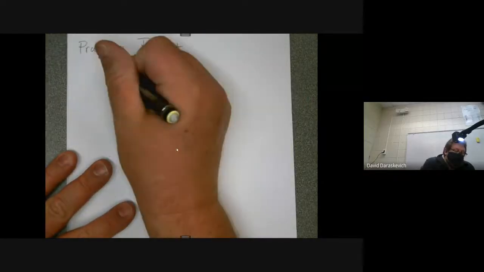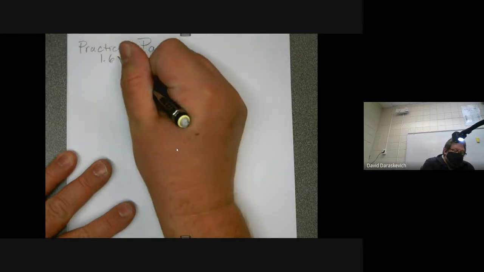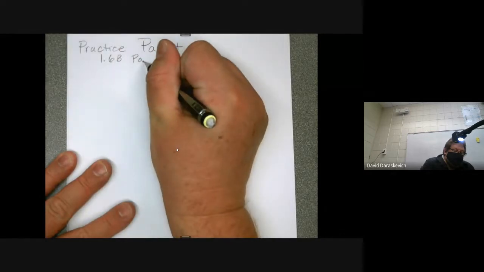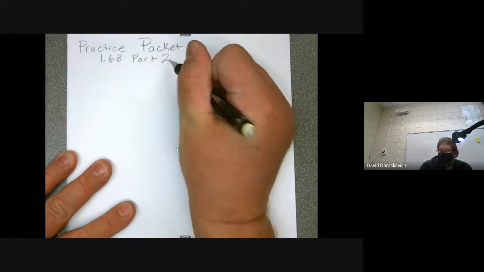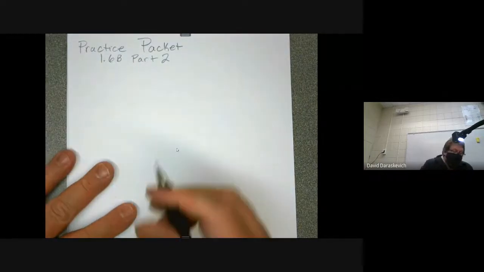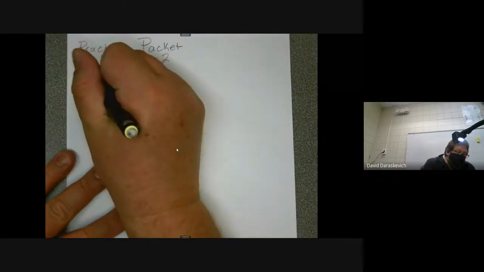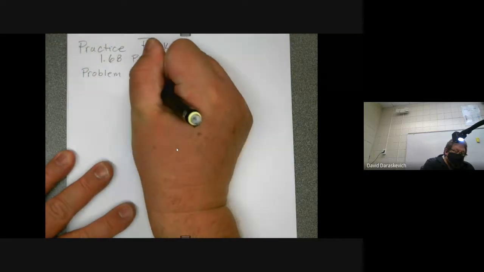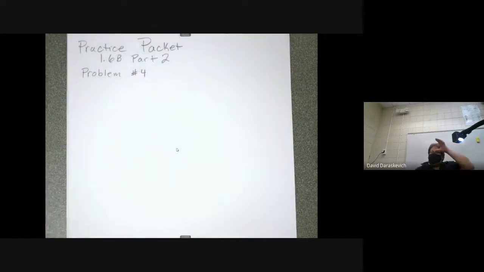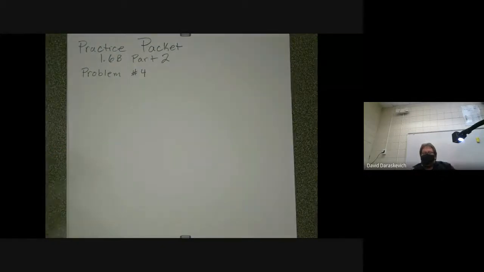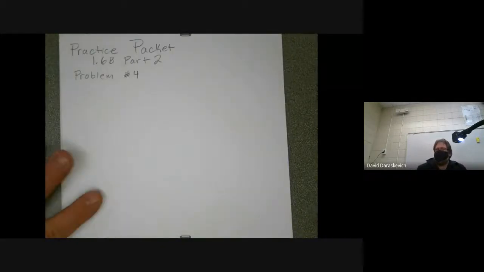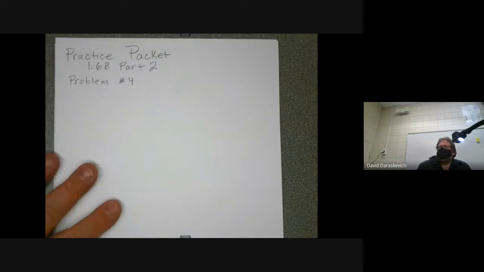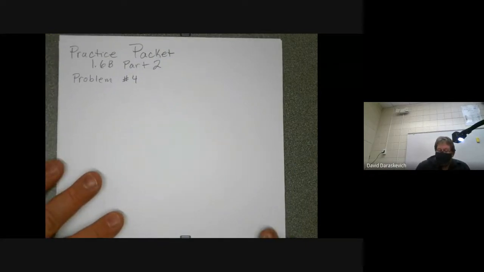This is 1.6b part 2. And we're going to do practice problem number 4. There's a couple of things I want to go over before we actually do the problem. Let's talk a little bit about the symbolization here.